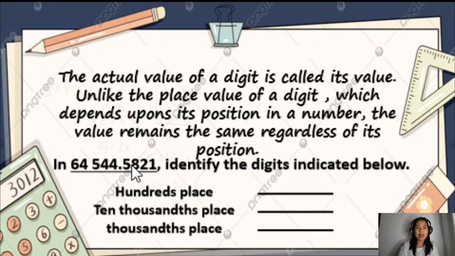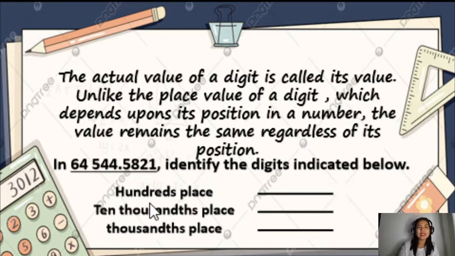The actual value of a digit is called its value. Unlike the place value of a digit, which depends upon its position in a number, the value remains the same regardless of its position. So in 64,544 and 5,821 thousandths, identify the digits indicated below.